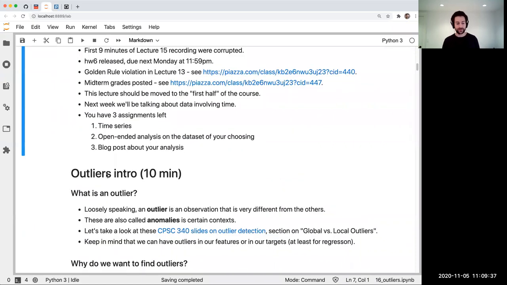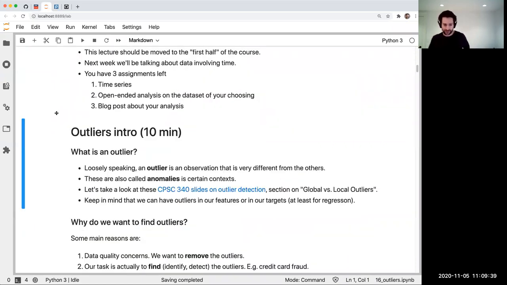Let us talk about outliers. So what is an outlier? An outlier is an example or an observation that is very different from others, and sometimes they're called anomalies.